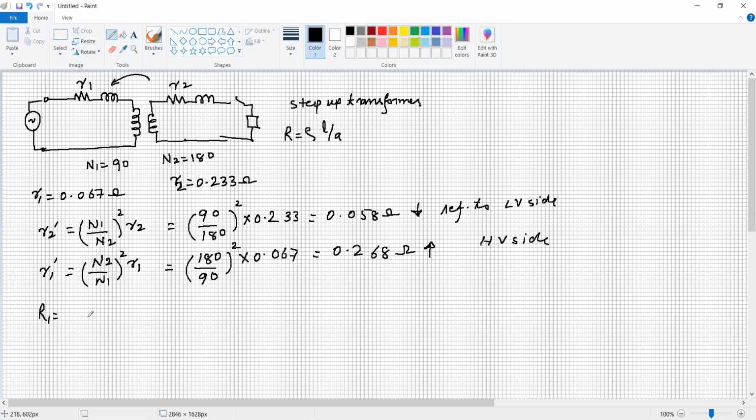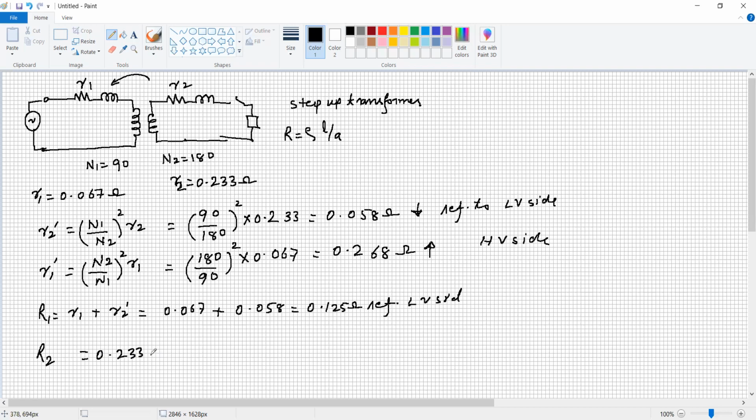Now either we can calculate the total resistance referred to the LV side. So LV side resistance is R1 plus R2', which is equal to 0.067 plus 0.058. If that value is referred, we get 0.125 ohms.